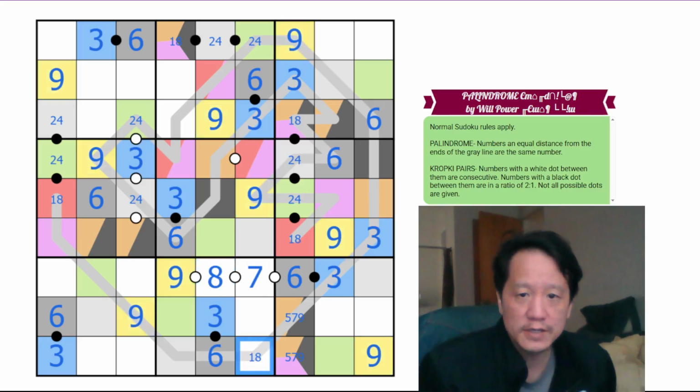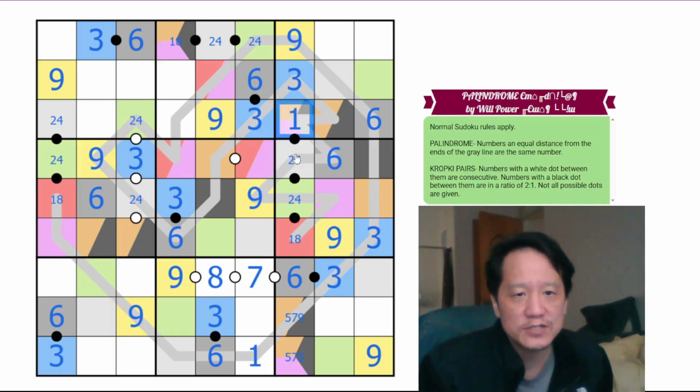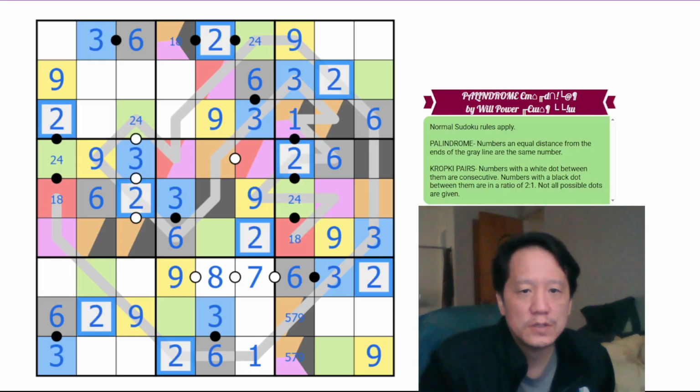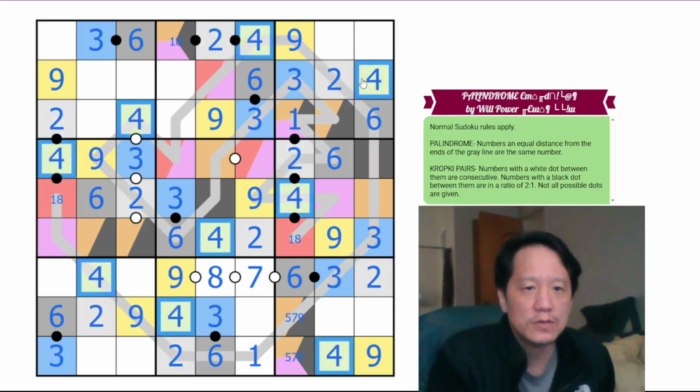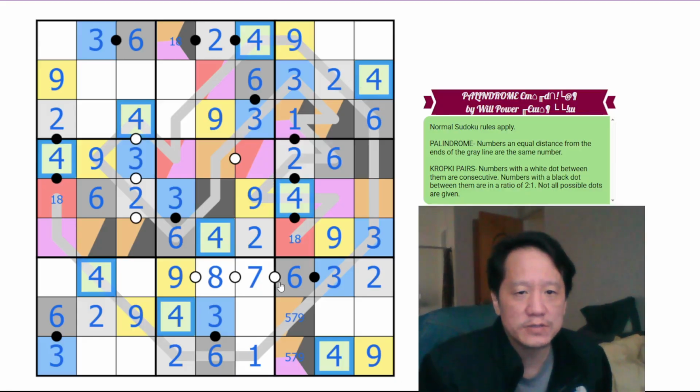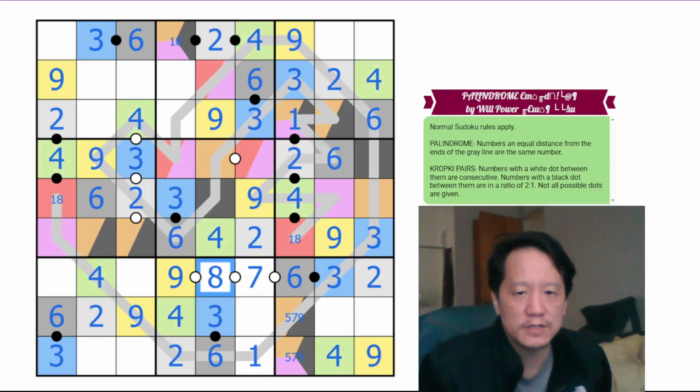This 8 eliminates 8 here, so this is 1, which means that matches this. So this is 1. That means light is 2. Green is 4. And then red has to be 8. So red is 8. This is, we don't know. It's pink, orange, or dark.